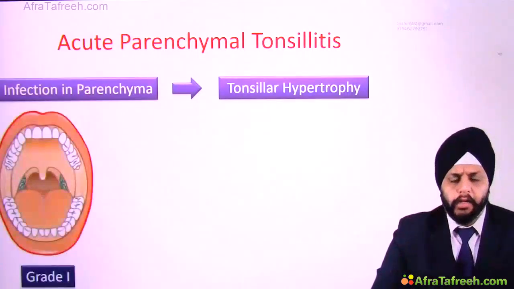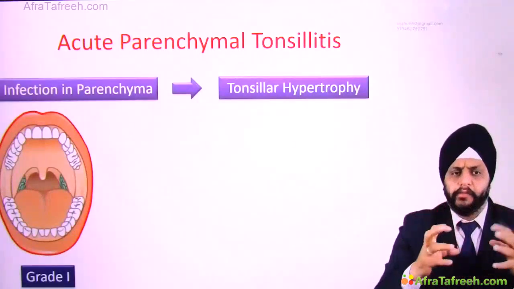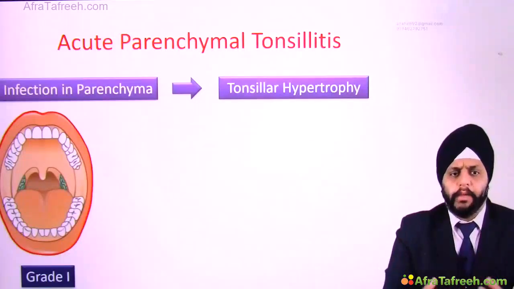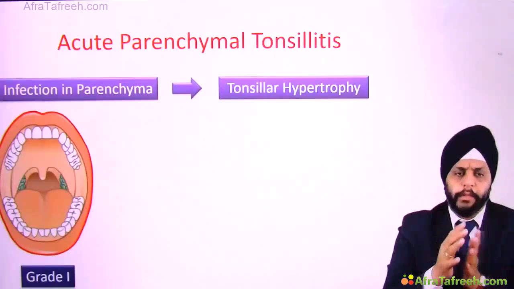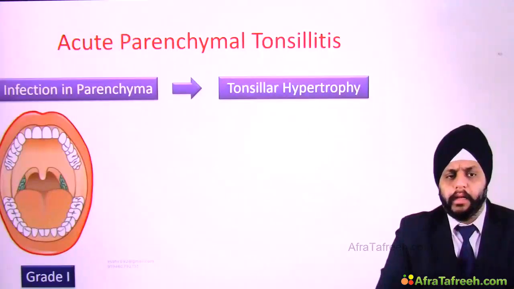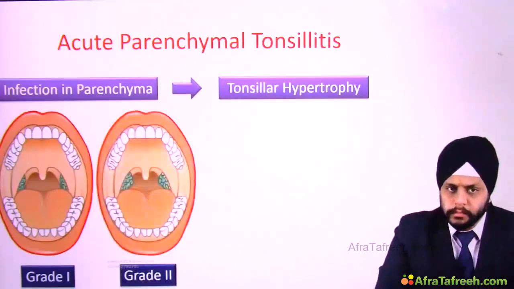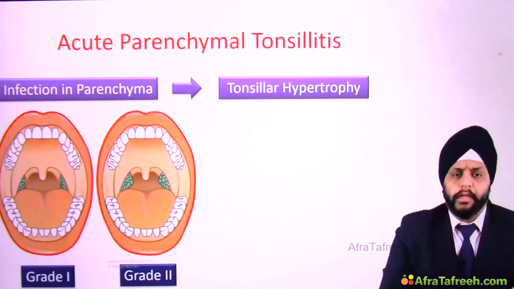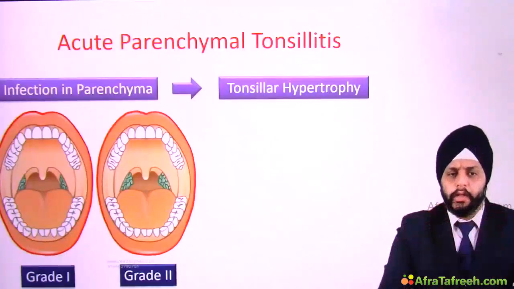The grade 1, you will see small tonsils. They are red, congested, they are slightly enlarged, but they are still inside the tonsillar fossa. Inside the tonsillar fossa means they have not crossed the margin of anterior tonsillar pillar and posterior tonsillar pillar. Alright, so that is grade 1. Now, what is grade 2? Now, grade 2 is that they have come outside the tonsillar fossa. As you can look in this photograph, they have come outside the tonsillar fossa.